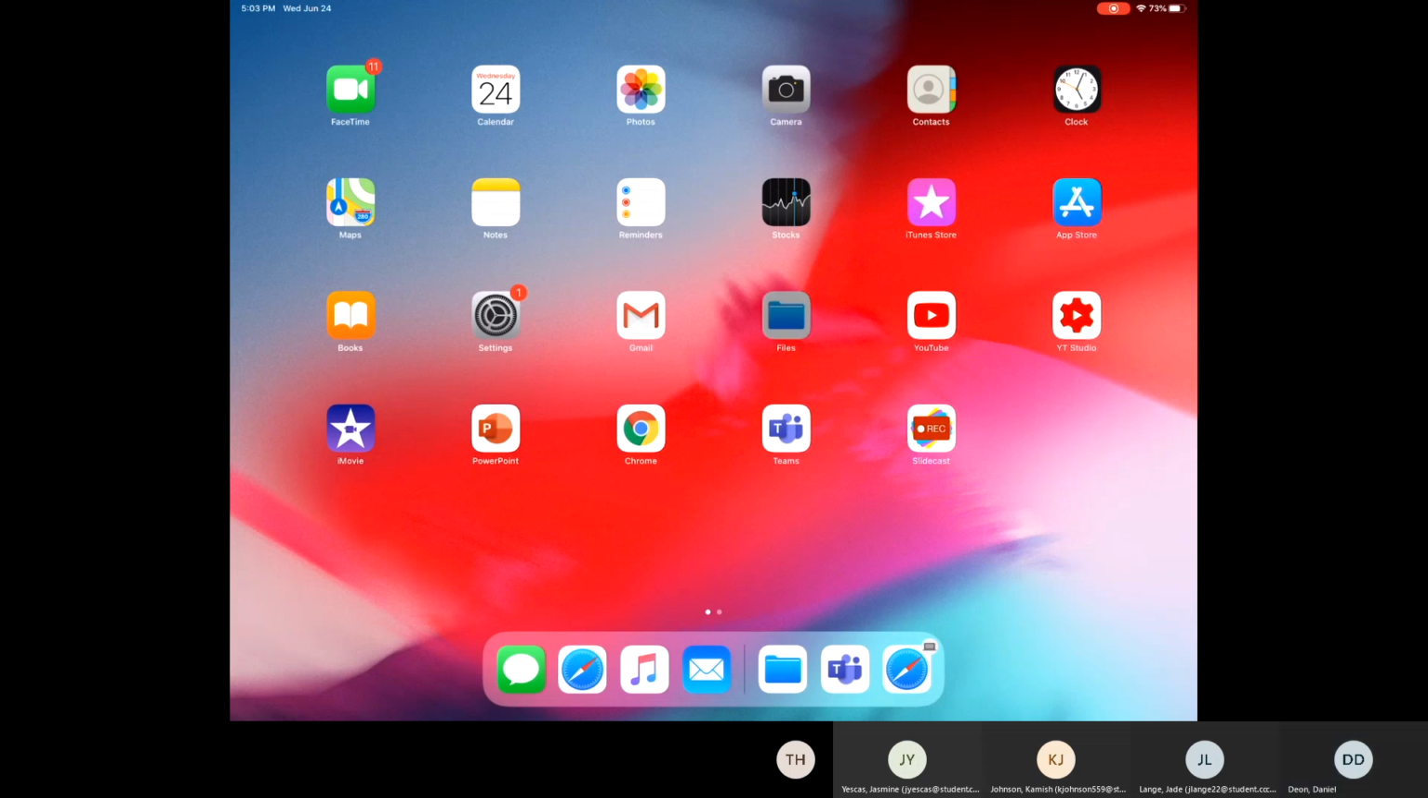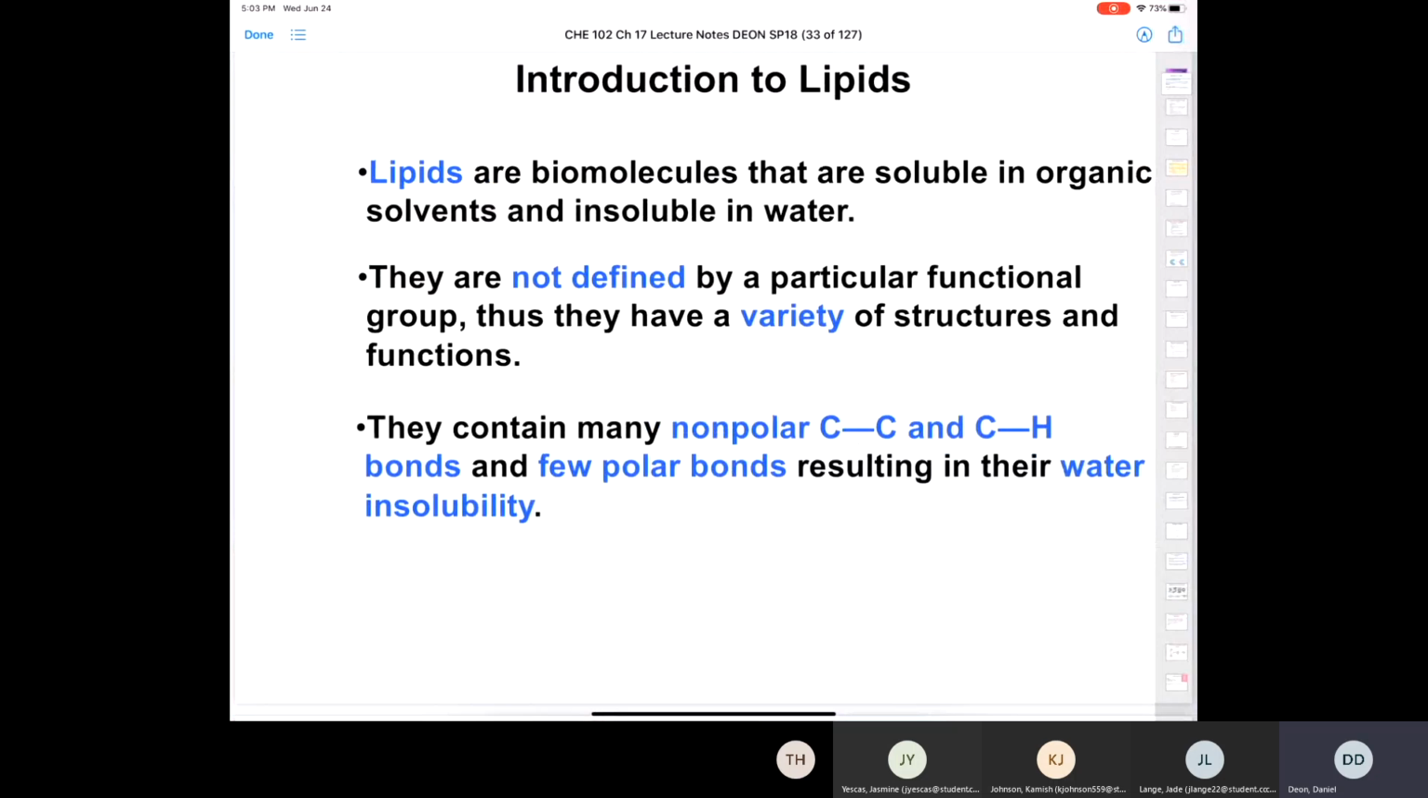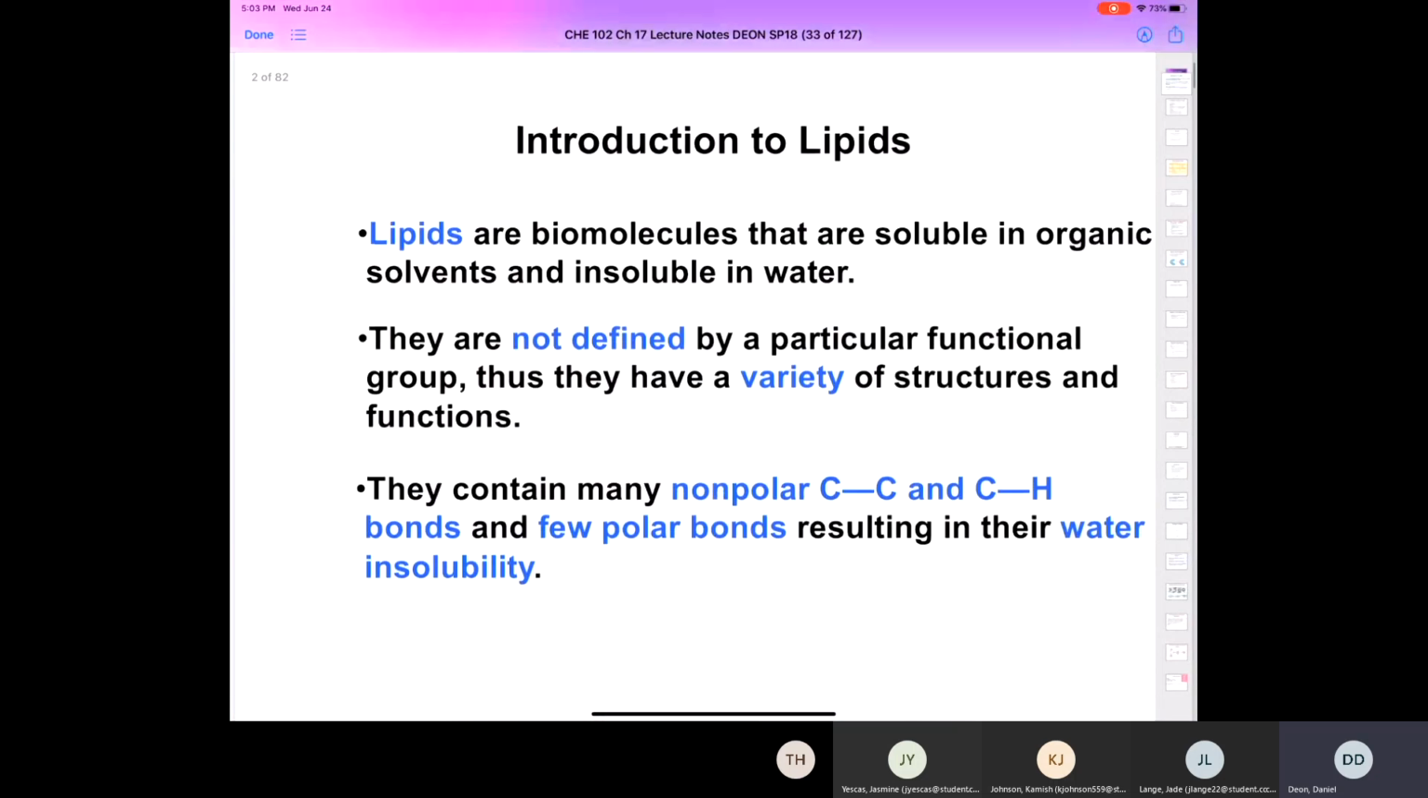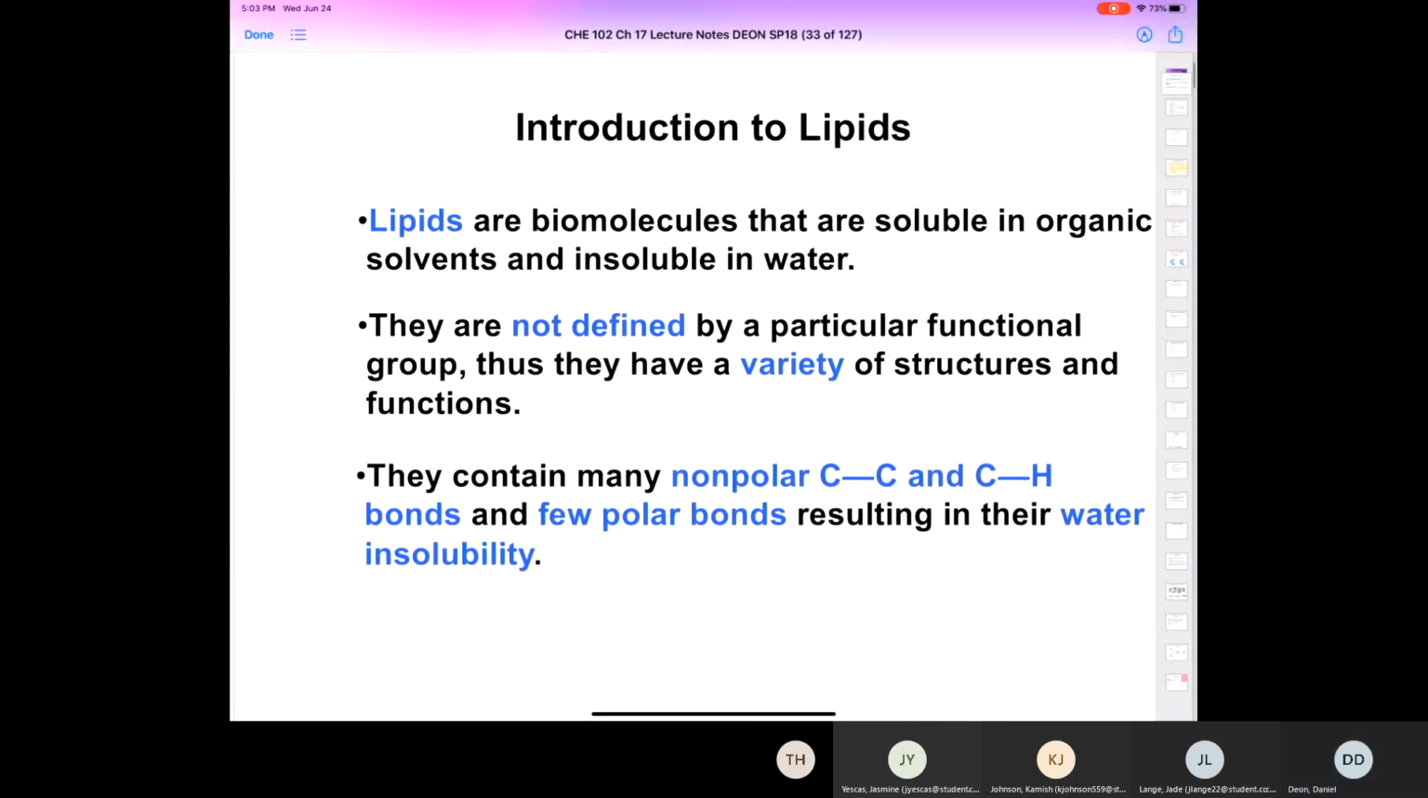So, can you all see my screen right now where it says Introduction to Lipids? Can everybody see that? Thanks, Tyler. Great. Okay, good. As long as one person can see it, that must mean everybody else can see it.